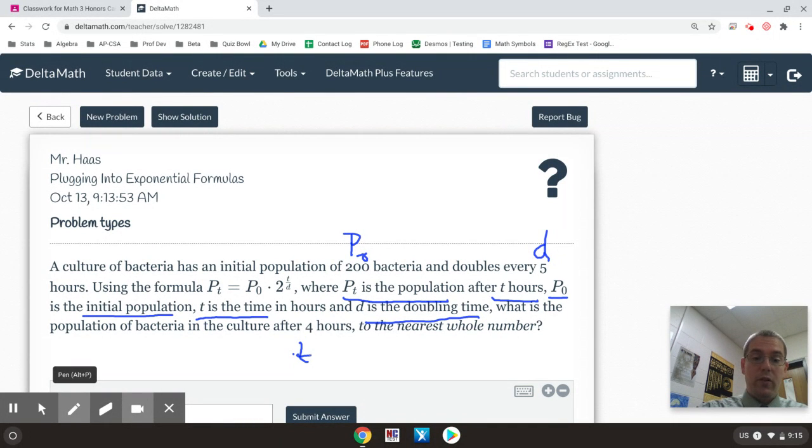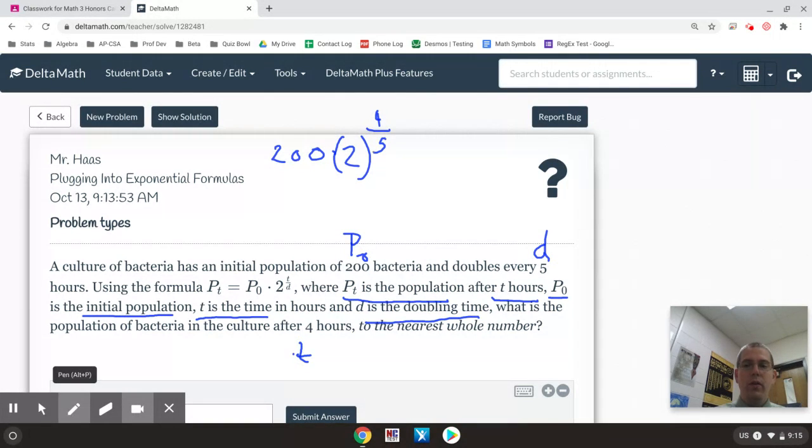So I'm going to put the 200 where P0 was. And then times 2 to the, and a lot of times I'll go ahead and put that 2 in parentheses so it looks more like a base, but you don't have to. And then it's T over D, so that's 4 over 5.